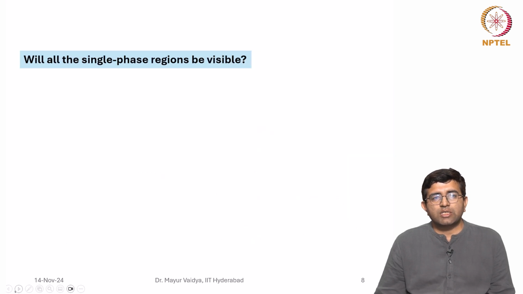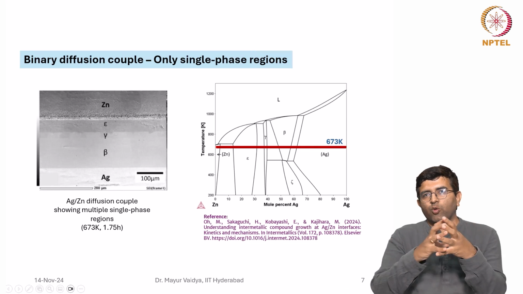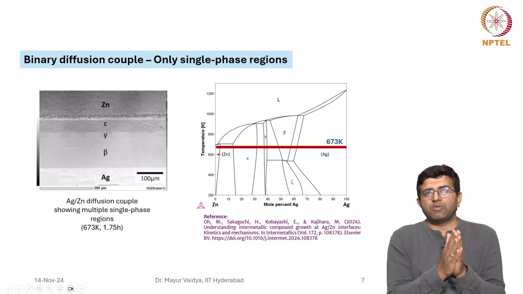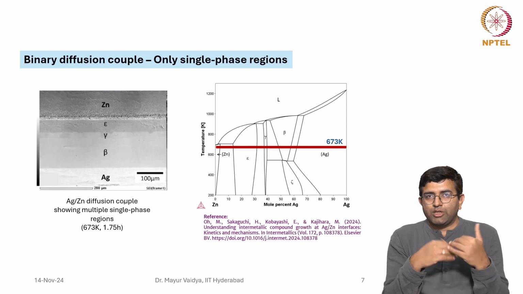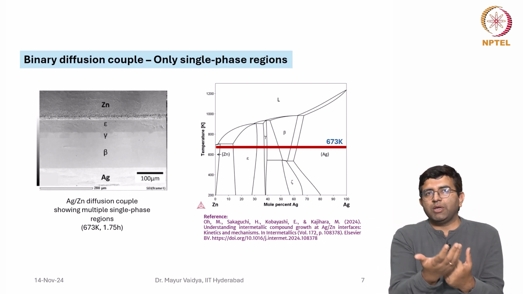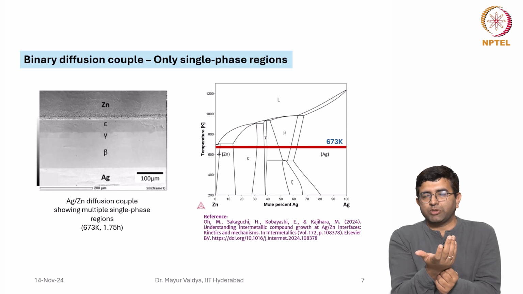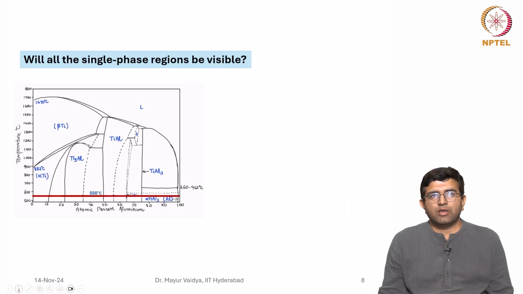Another feature is that, in the previous two examples I showed you, only the single phase regions will be visible in a binary diffusion couple. There will be no mixture. Now the next question is, if there are multiple single phase regions, will all of them be visible in the binary diffusion couple? The answer is no. Let me show you some examples related to that.